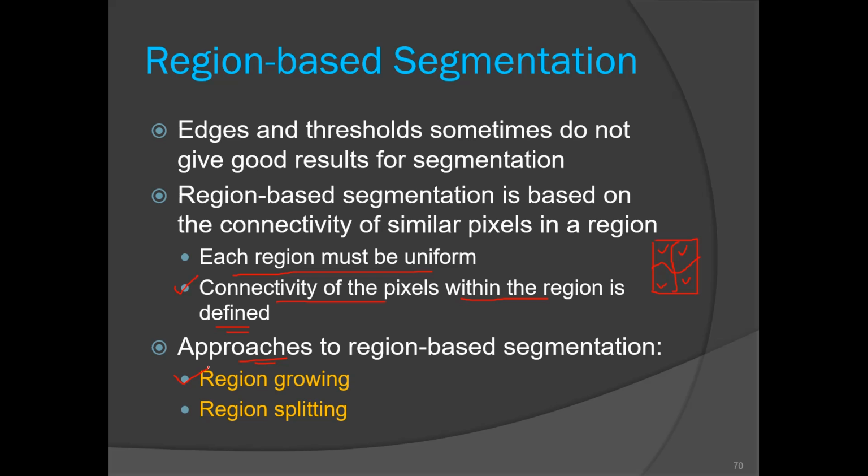We have two approaches here. The first one is region growing and the second is region splitting. The working of these two approaches is totally opposite. As the name suggests, in region growing we start with seed points: we consider some points as our seed points, and then we start growing the region. Region splitting means we start with the entire image and keep splitting that image into multiple sub-regions. So the working of these two approaches is totally opposite.